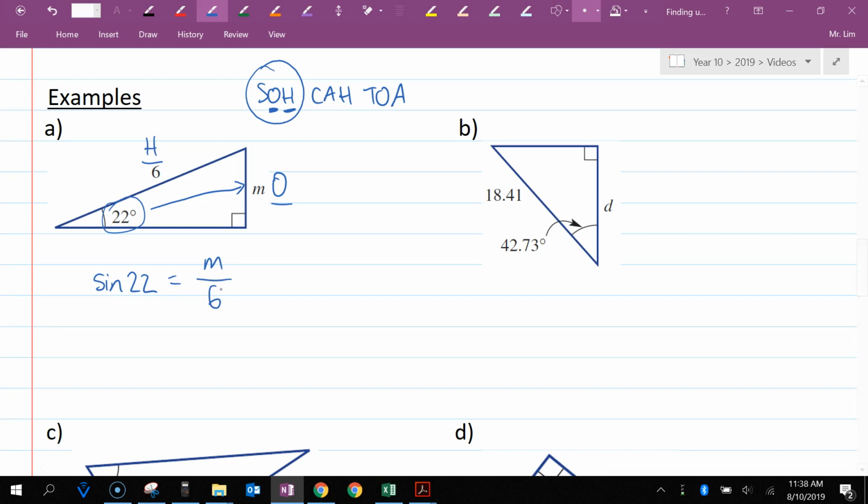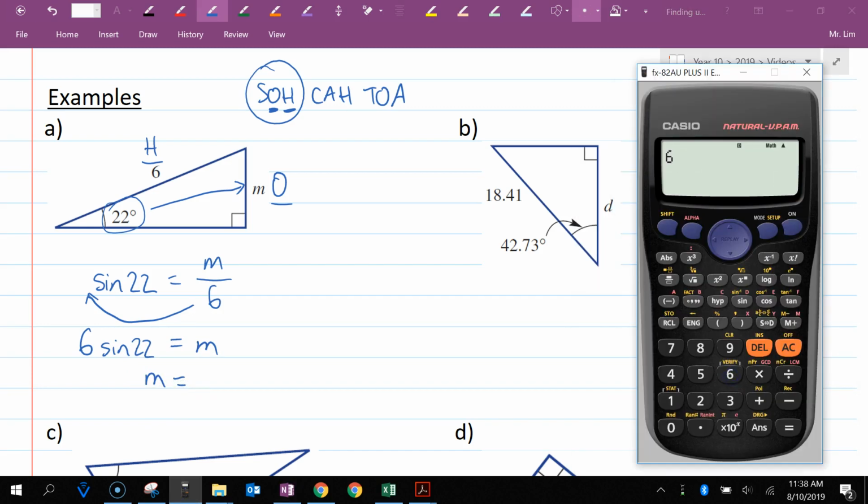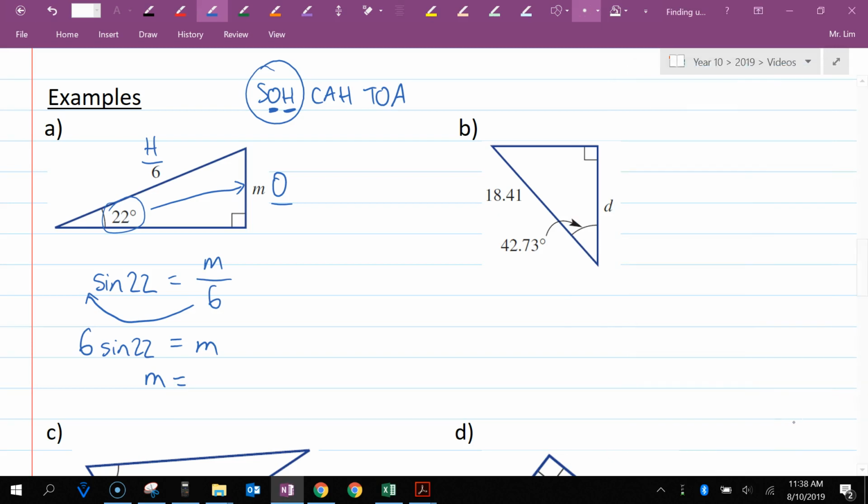Now we're up to step 3, where we can solve to find the unknown side. We want to work out what m is equal to. So because it's over 6, we need to get rid of that fraction by multiplying by 6. We just bring that 6 all the way to the front. 6 sine 22 is equal to m. And we can put that into our calculator. m is equal to 6 sine 22, which is equal to 2.25 to 2 decimal places.